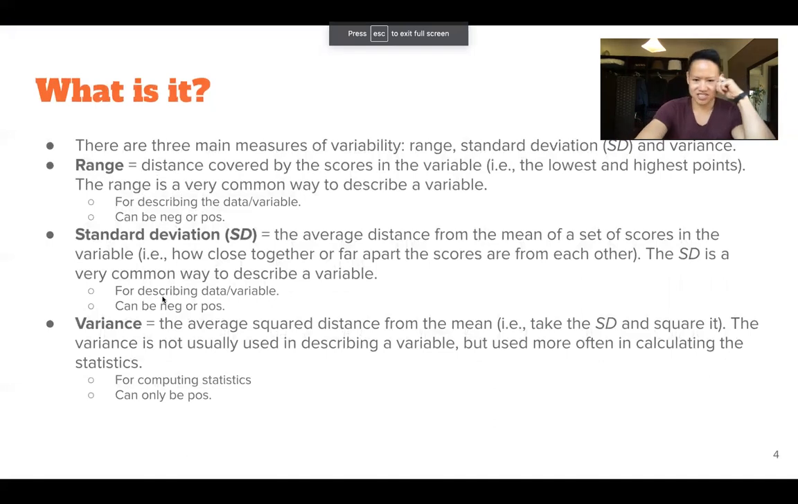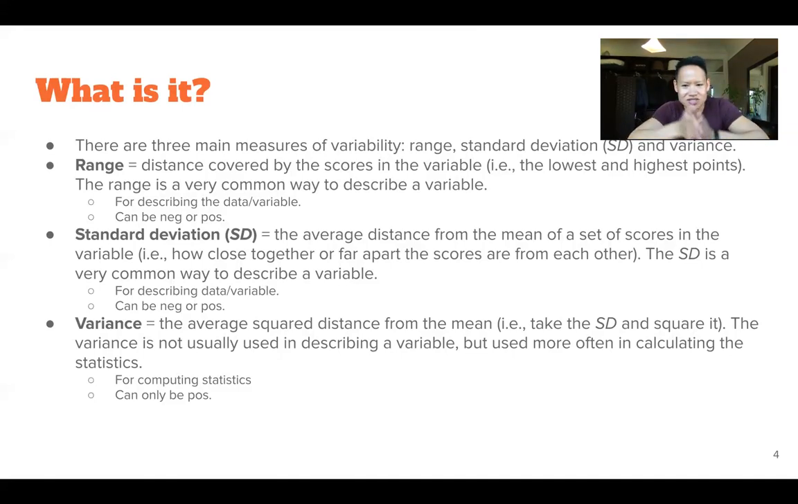Right, the standard deviation, or the SD. The definition is the average distance from the mean of a set of scores in the variable. Basically, this just means whether the scores are clustered very closely together around the mean or spread far apart around the mean. If they're clustered closely together, the standard deviation is small. If they're spread far from the mean, the standard deviation is large. Standard deviation is a very common way to describe the variable, and it can be negative or positive.